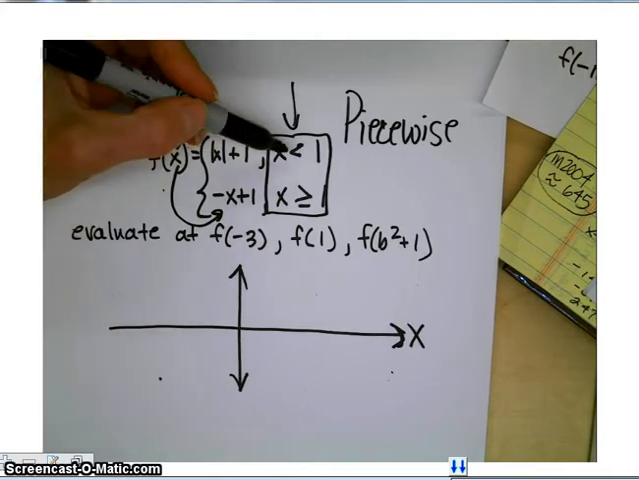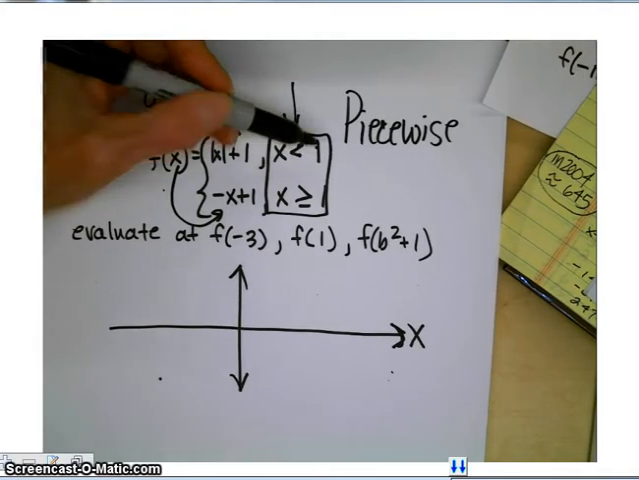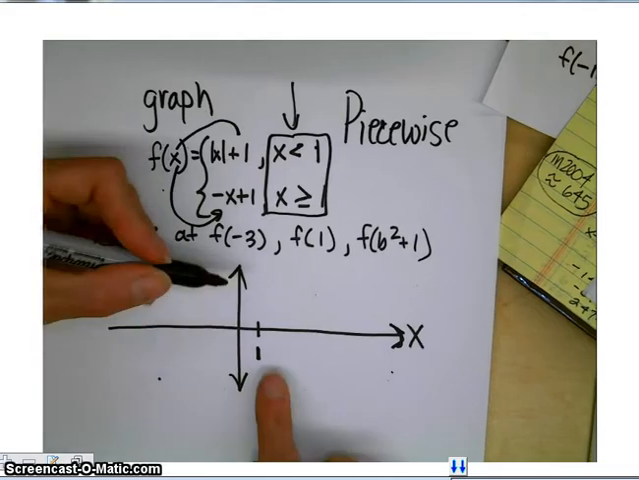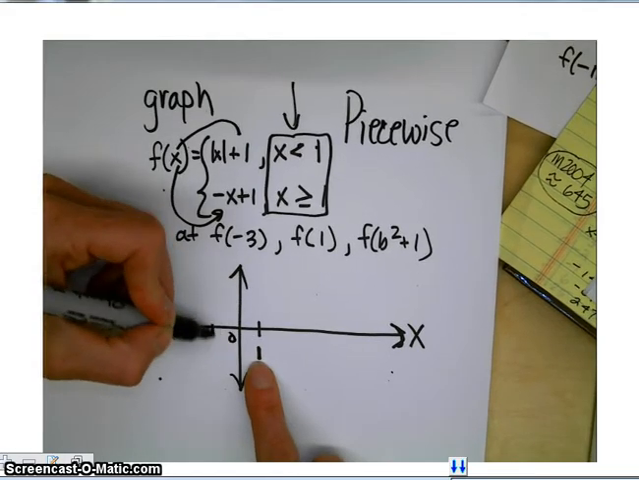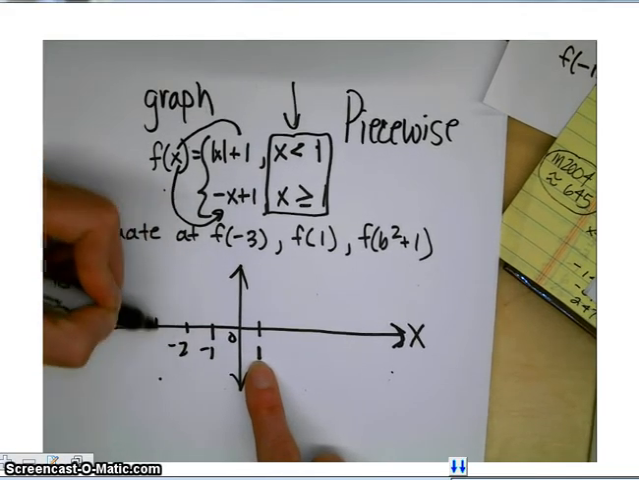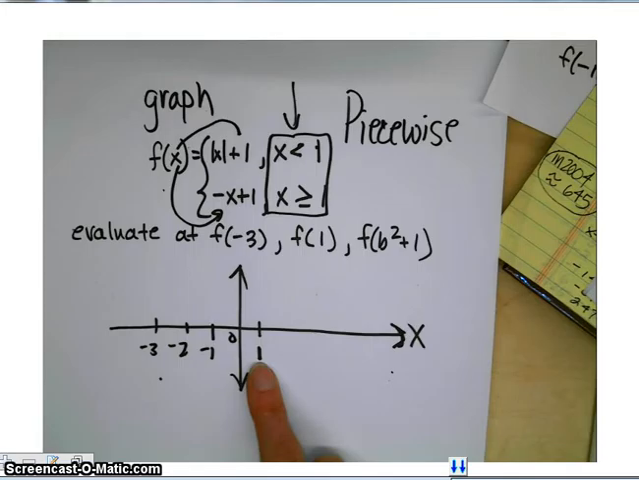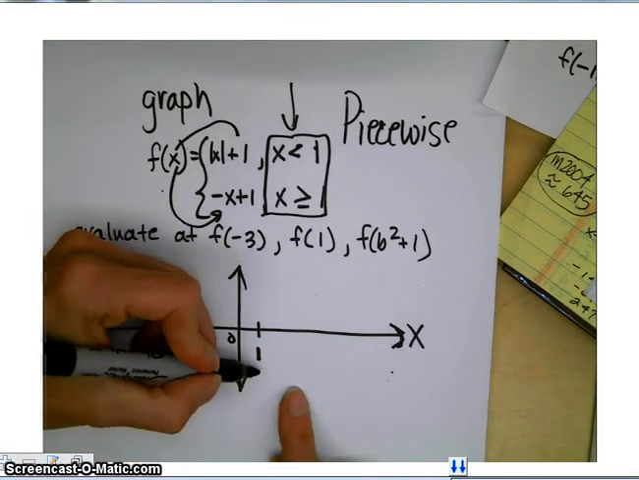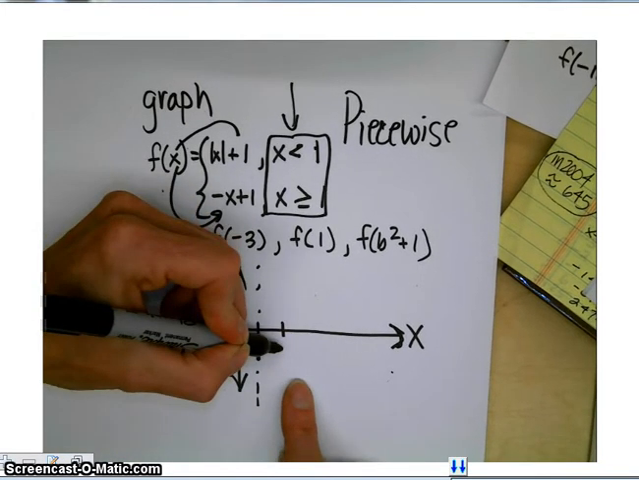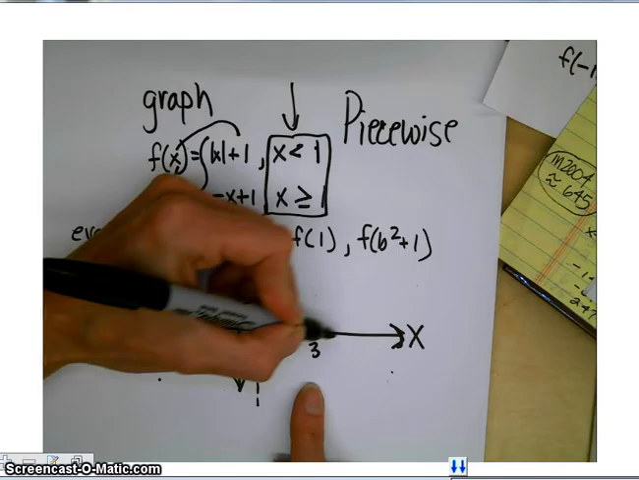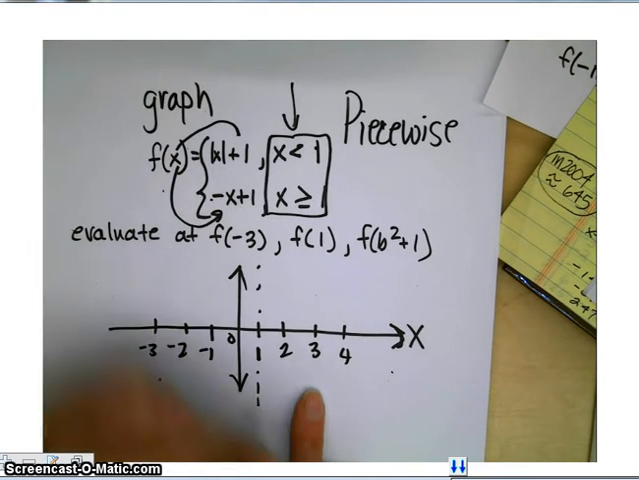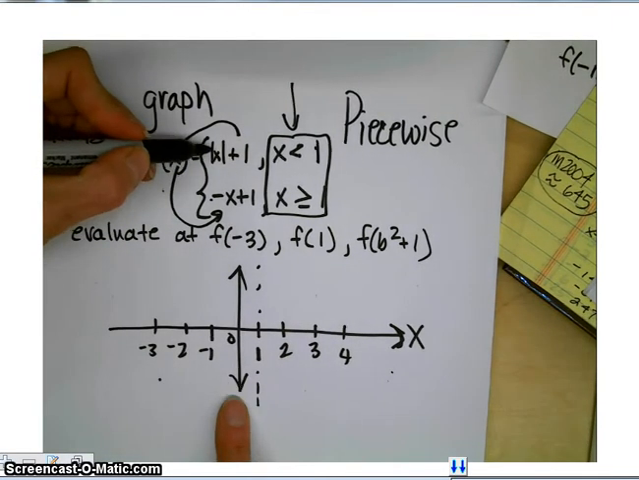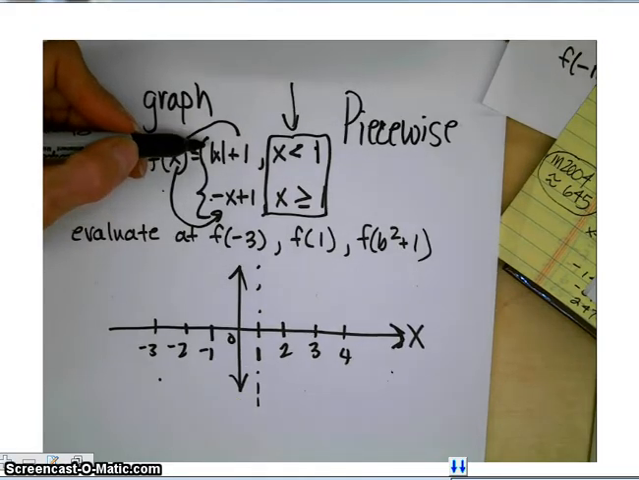Whenever x is less than 1, so here's 1, whenever x is less than 1, which is over here, I'm going to graph that function. And whenever x is greater than 1, so like at 1, 2, 3, 4, I'm going to graph this function. Tell me what shape this one is. It's a V. But I really don't need to worry about that when I'm graphing a piecewise function.